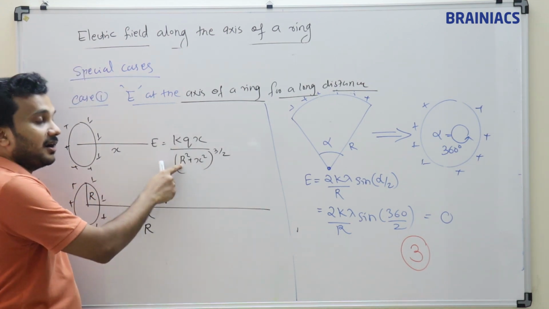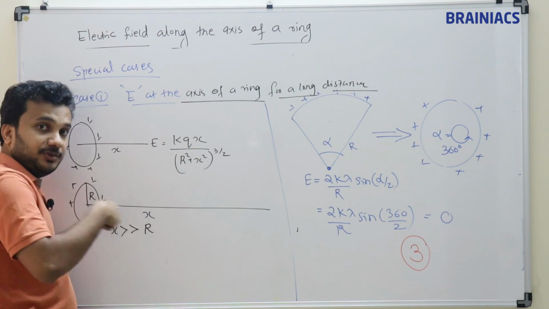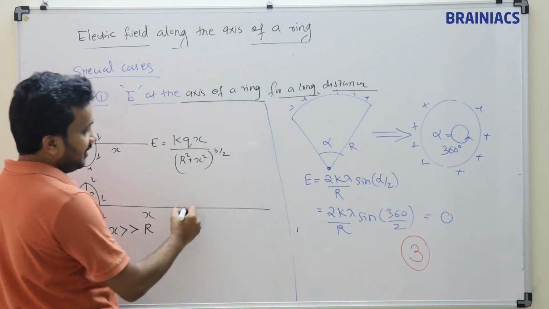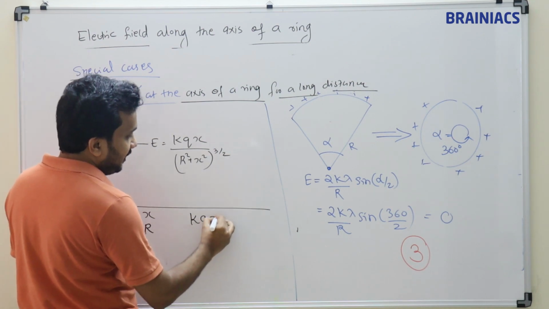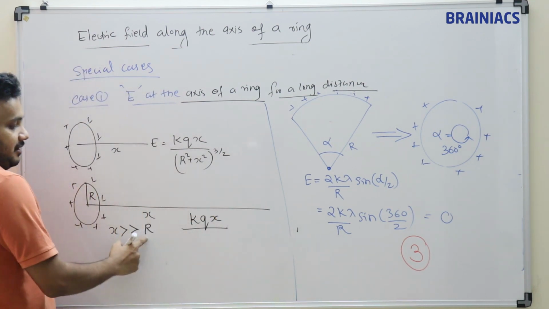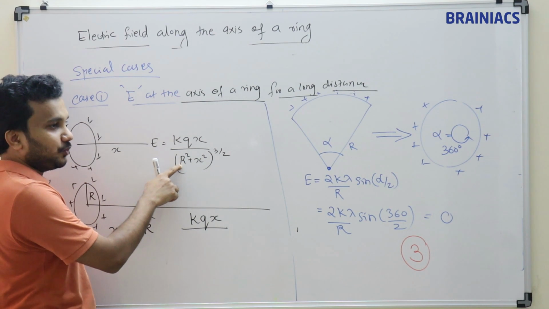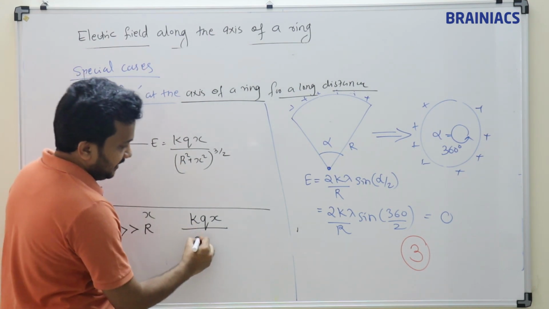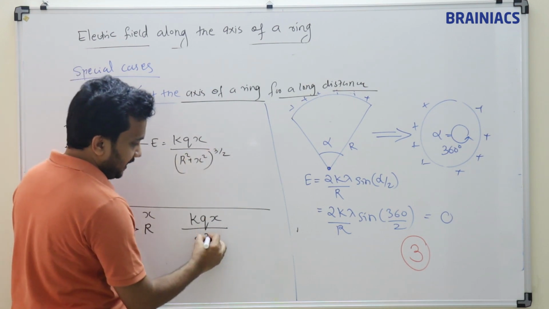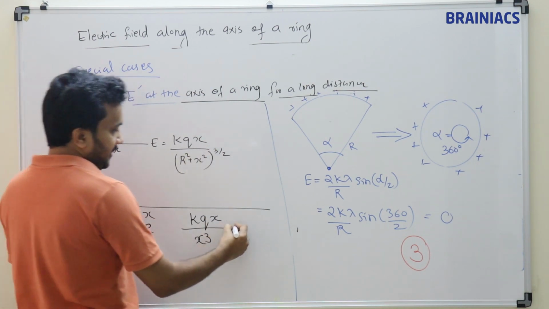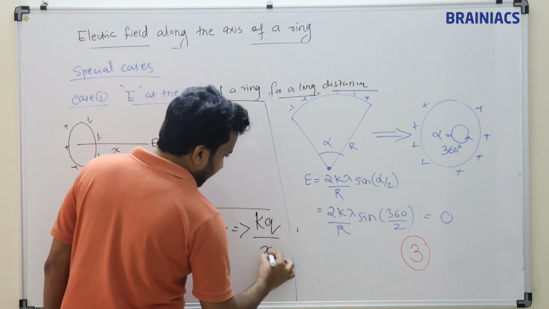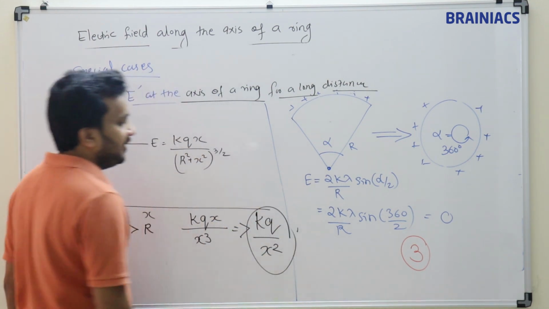In that case, r is a small value. If I take r square, a small value in the square, it is further less, so r can be neglected here. So we can write kqx divided by x square to the power 3 by 2, which is x cube, and x cancels. So what is the new electric field? kq divided by x square.